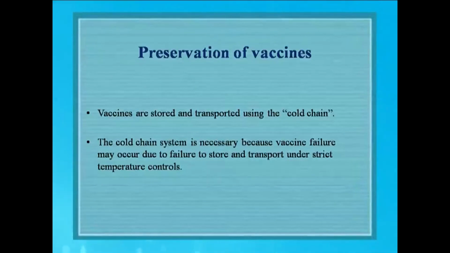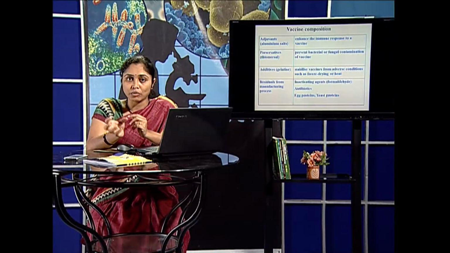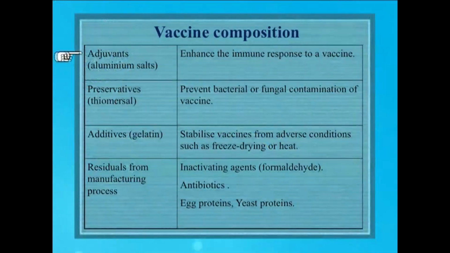Now, the vaccines should be stored and preserved at low temperature, especially if it is a whole organism vaccine, especially live attenuated vaccine, because if it is not stored properly, then failure of that vaccine may occur. Now, in vaccines, other than the active component, we will always find some other excipients like adjuvants. Adjuvants are used to enhance the immune response to a vaccine. Mainly in case of second generation vaccines, adjuvants are used.